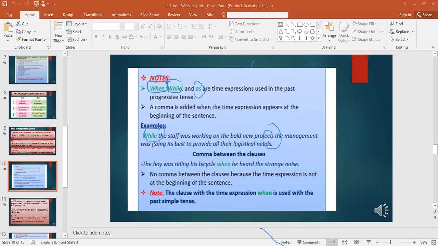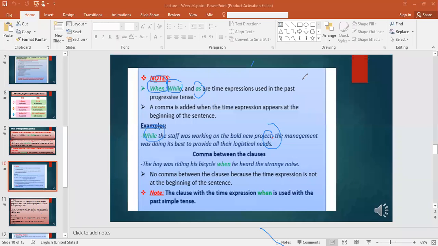While the staff was working on the bold new project, the management was doing its best to provide all their logistical needs. So as you can see, we used a comma between the two parts of the sentence because we started our sentence with "while." But when this time expression is in the middle of the sentence or in the second part of the sentence, like in this sentence, "The boy was riding his bicycle when he heard the strange noise," there is no need for a comma.